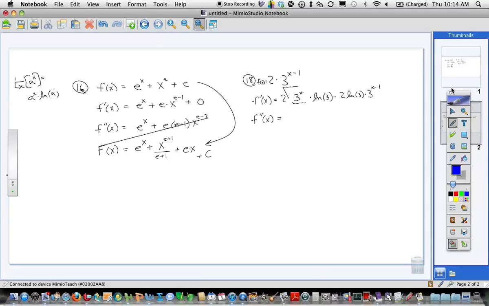It's just going to hang out there. So when I do the derivative, the 2 ln3 stays there. Now I'm doing the derivative of that. Well, we already know that. Is what?